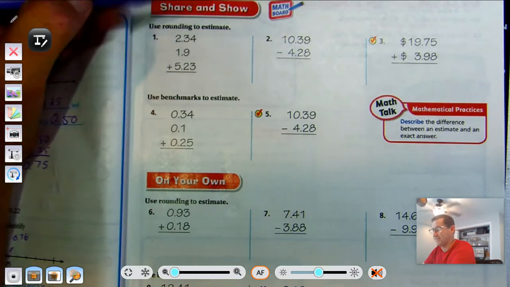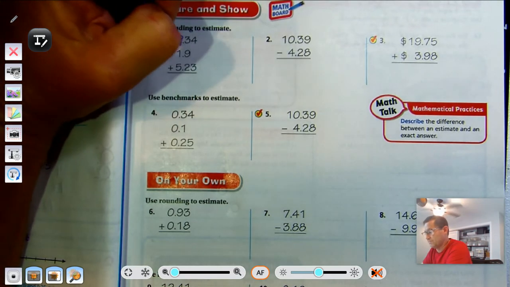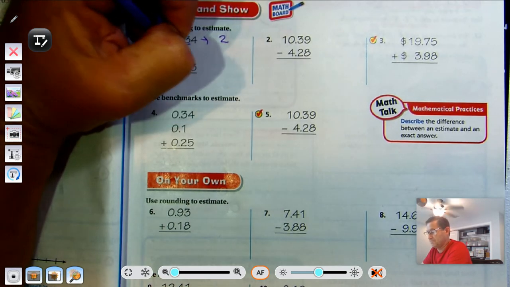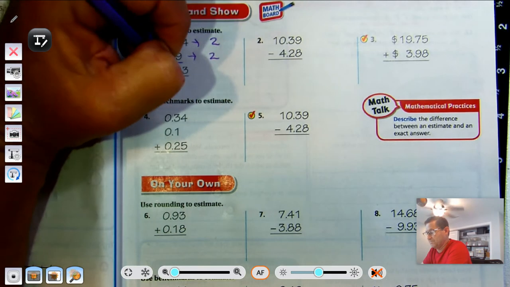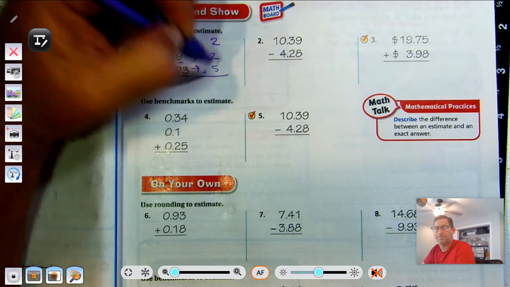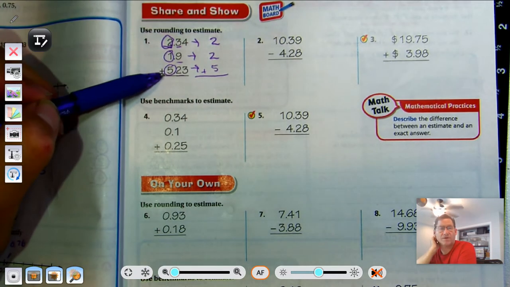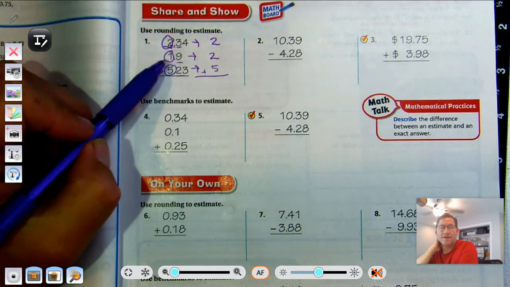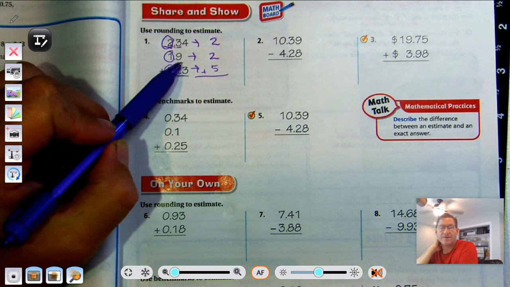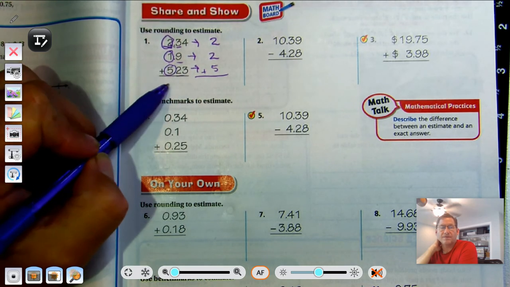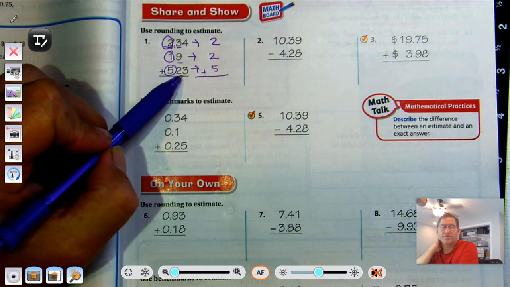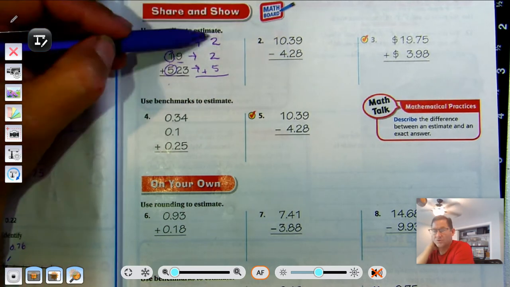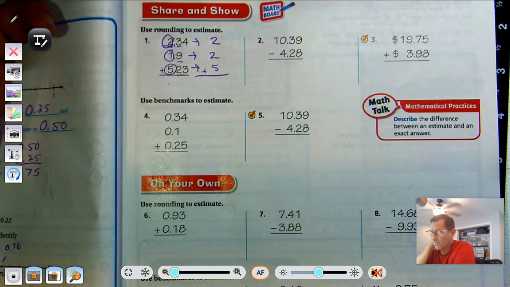All right, so let's look at page 137. Use rounding to estimate. Well, let's just round to the nearest 1. So that's 2. That's 2. And that's 5. Okay, so these are the places we're rounding to. We look to the digit to the right. This one's less than 5, keep it the same. This one's greater than 5, so we round up 1. The digit to the right of the 5 is 2, which is less than 5, so keep the ones the same. Just add. 2 and 2 is 4, 5 and 4 is 9.